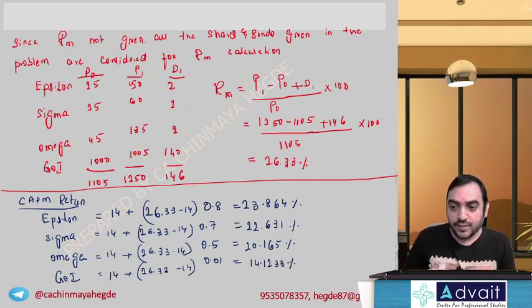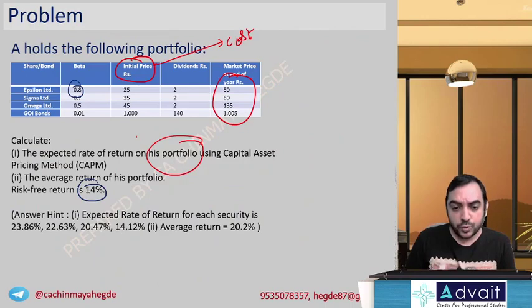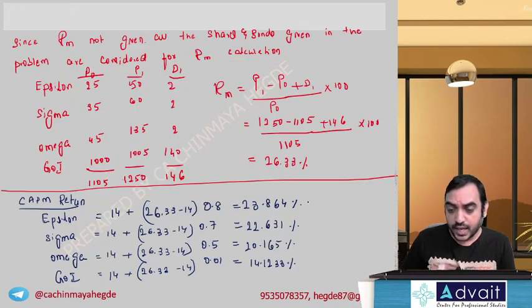Okay, so they have asked the average return of the portfolio, CAPM return. So take an average, assuming equal weights.